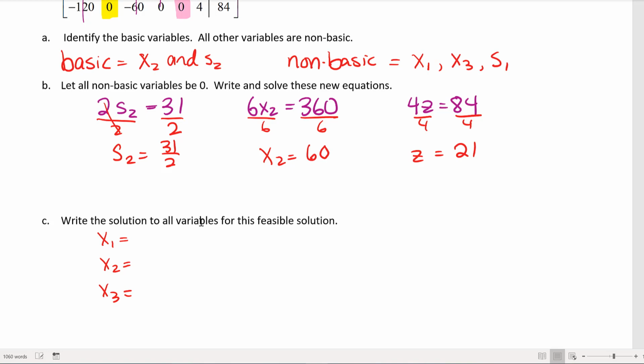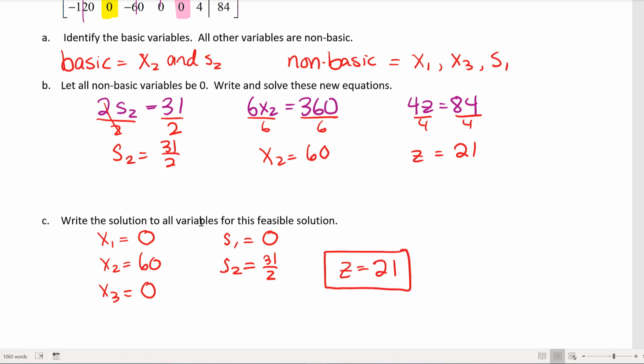my solution, x1 was non-basic, so I set that equal to 0. x2 turned out to be 60. x3 was non-basic, so it's 0. The slack variables, s1 is non-basic, so it was set to 0. s2 turned out to be 31 over 2. And then our optimization was 21. So our objective function is going to be 21 for this particular solution.